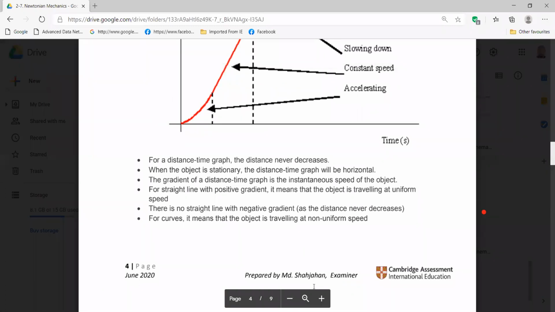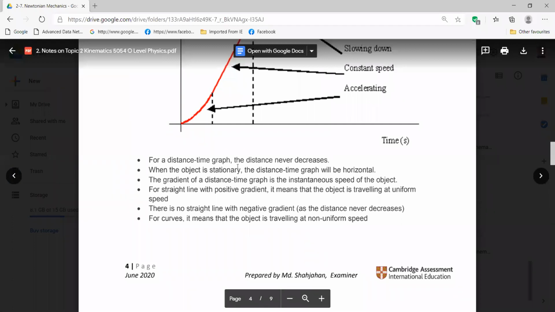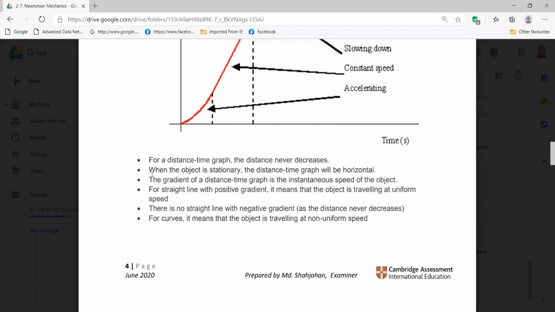Now look, Badsha Fahad, you are annotating a lot. Sorry, sir, by mistake. Sorry. Okay, look here.